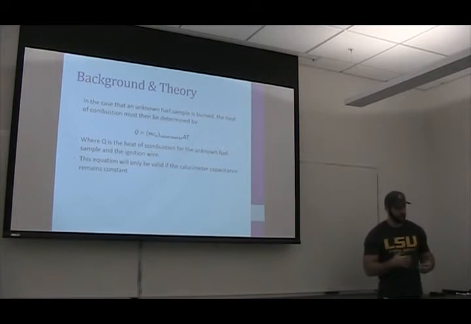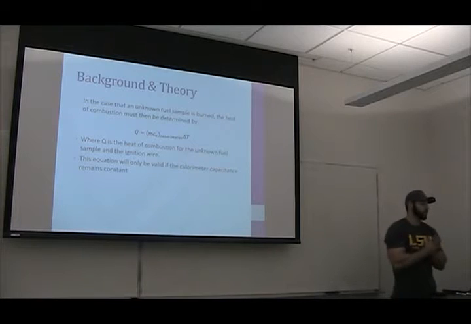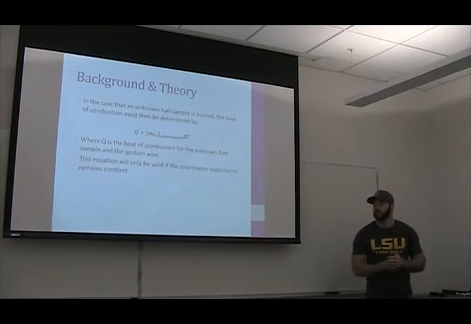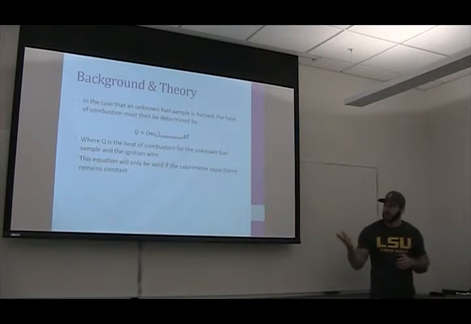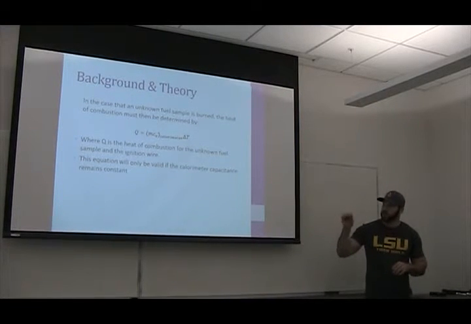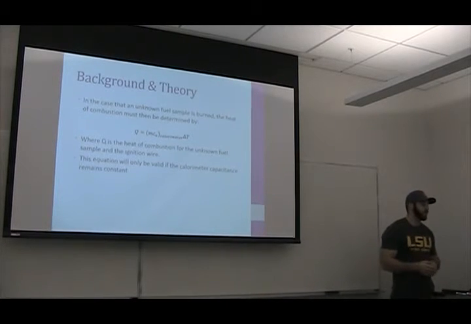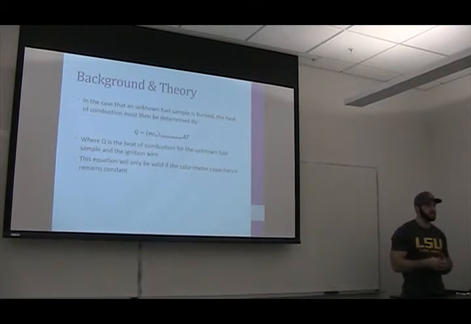So there's also the other case when we don't know the actual fuel we're burning. In that case, you would set Q equal to mcv of the calorimeter times delta T, and all of your variables stay the same, but the equation is only valid if the calorimeter capacitance itself remains constant.